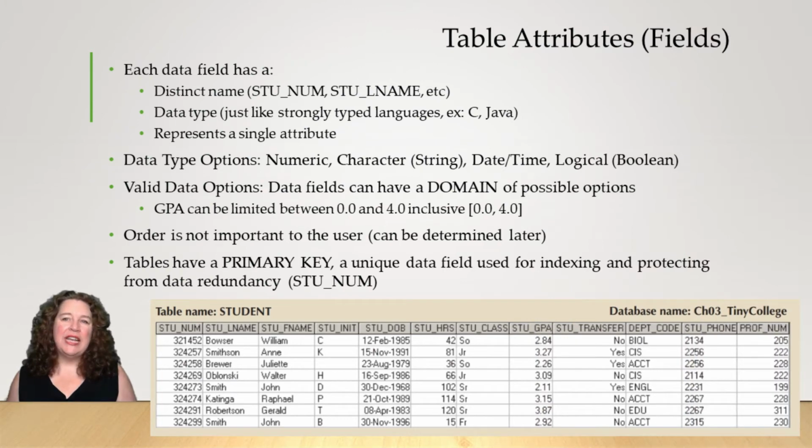So when we create data tables, we're going to create a series of fields in them. These are our data attributes or data fields that each table is going to consist of. Your data attributes must have a distinct name. So you can't have the same name for 2 different columns. That doesn't make any sense.